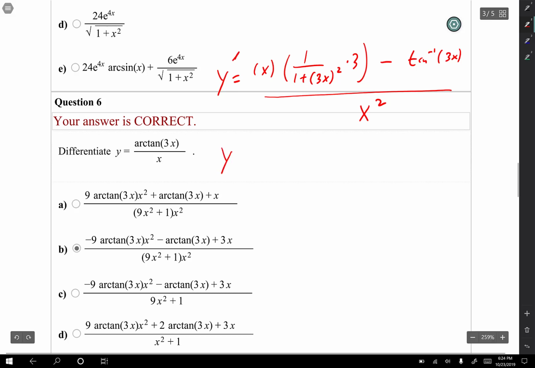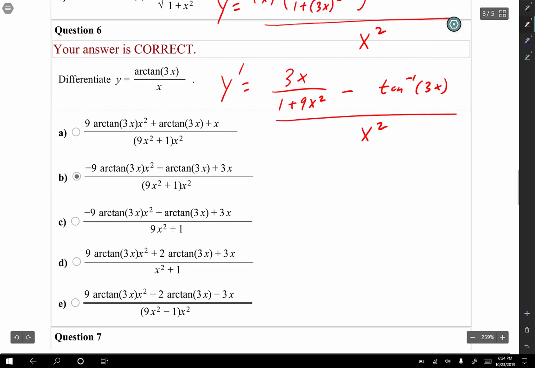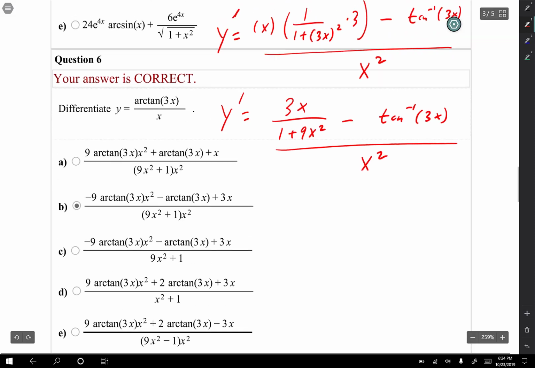So that's a y prime, by the way. Sorry for not putting y prime. So y prime equals, let's see, 3x over 1 plus 9x squared minus arctan of 3x. All this is over x squared. So what I'm going to do, I noticed that answer is not in there, not like that at least. So we need a common denominator in the numerator. So I'm going to multiply this guy here, the arctan of 3x, by (1 plus 9x squared) over (1 plus 9x squared). When you do that, here's what you get.